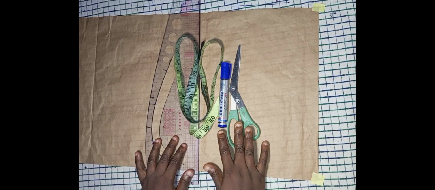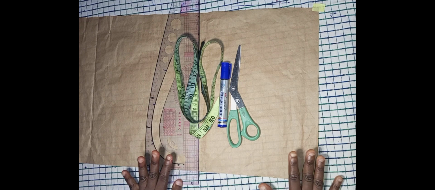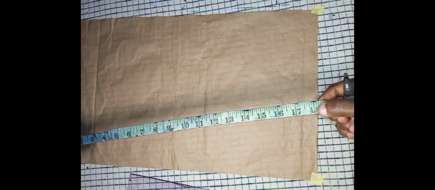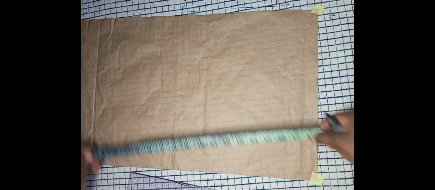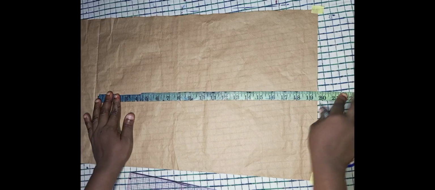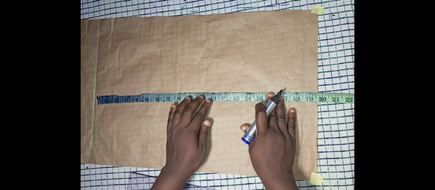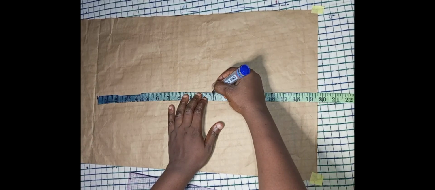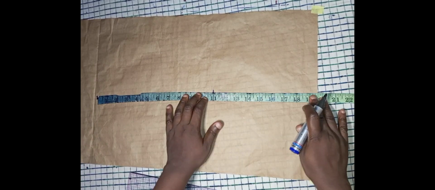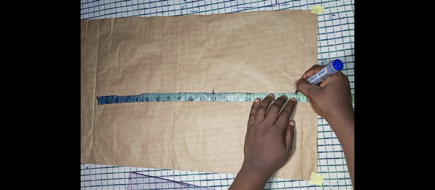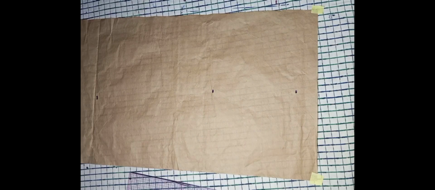Today I'll be drafting a shoulder to waist basic bodice, and these are the measurements needed. So with me here I have my pattern paper. I'm going to be making use of 18 inches from my shoulder to my waist point. So from here I'll mark this as my shoulder point. Then from my shoulder point I came down by 11 inches for my bust point. Then from my shoulder point I came down by 18 inches for my waist point.